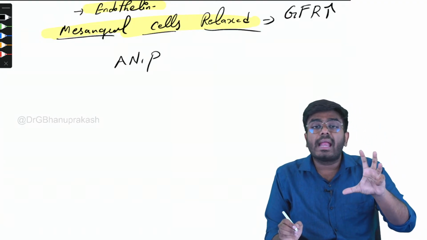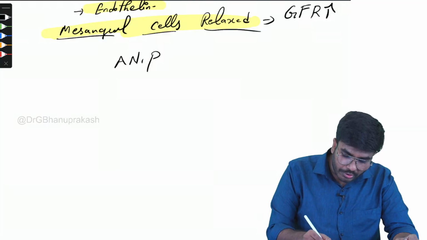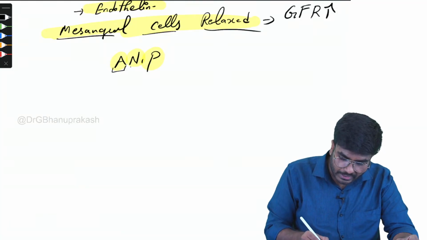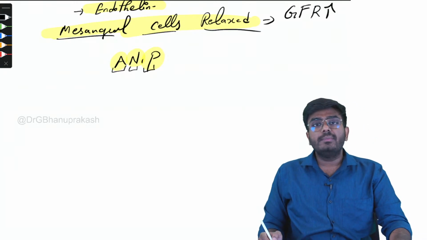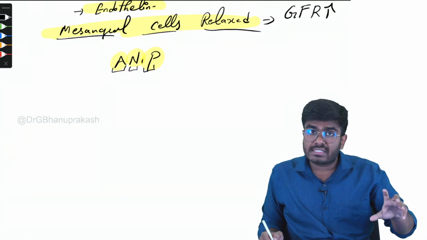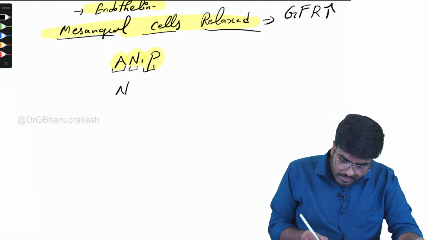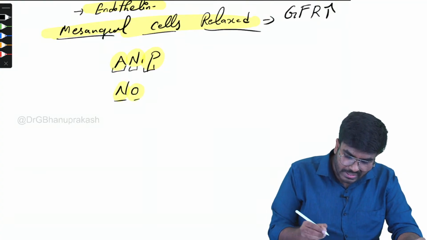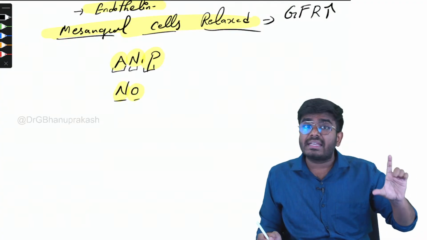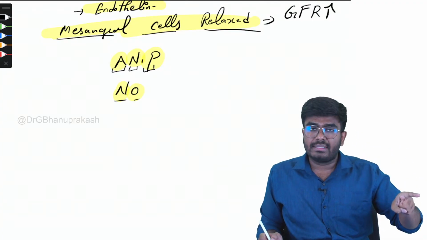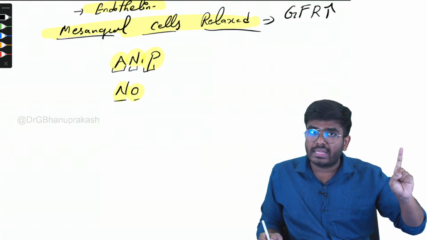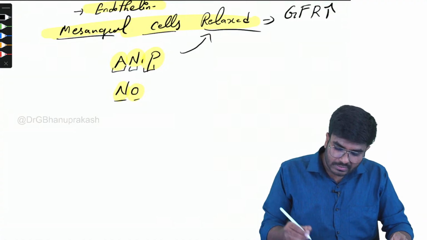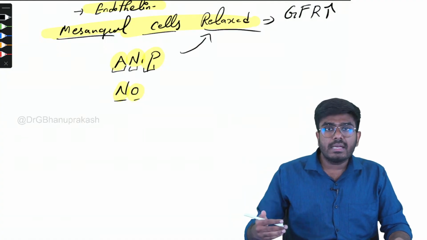See, atrial natriuretic peptide is produced from the atria. This atrial natriuretic peptide causes mesangial cell relaxation and increases the GFR. And one more substance is nitric oxide. Remember, for your entire life, nitric oxide is a relaxant. Nitric oxide is a vasodilator. So ANP and nitric oxide will cause relaxation, which will cause an increase in the GFR.